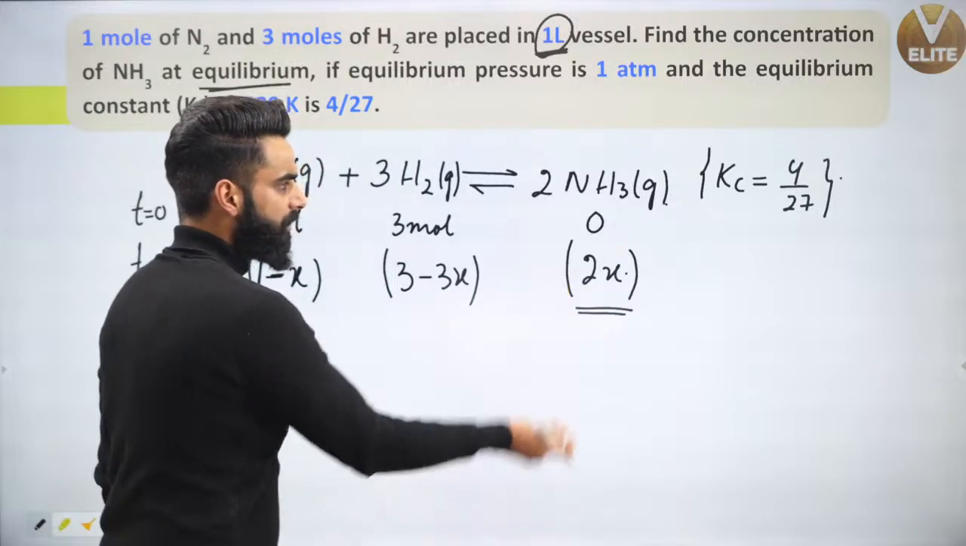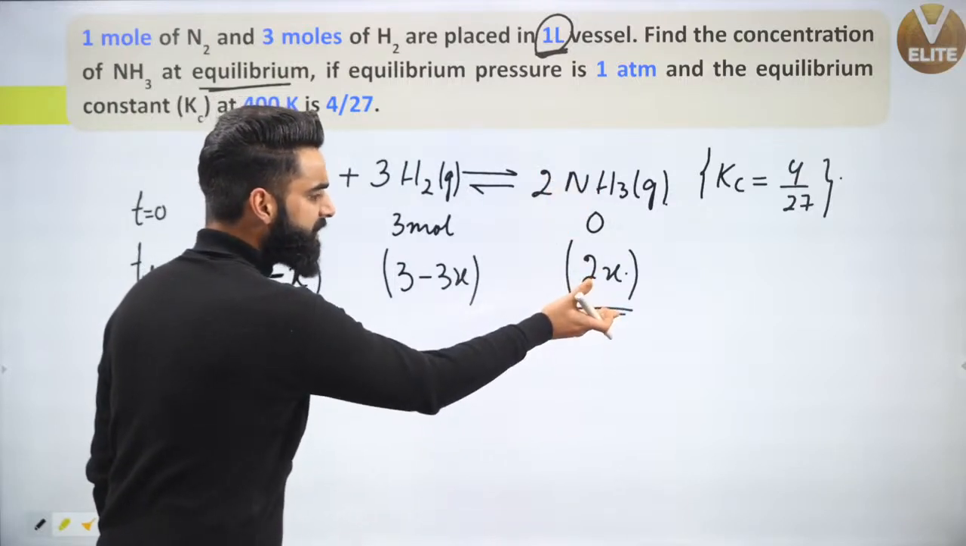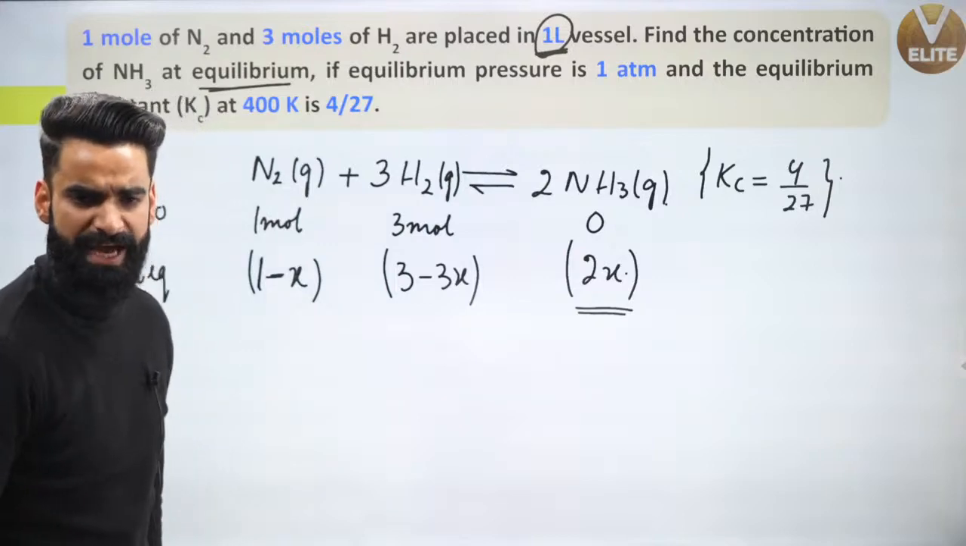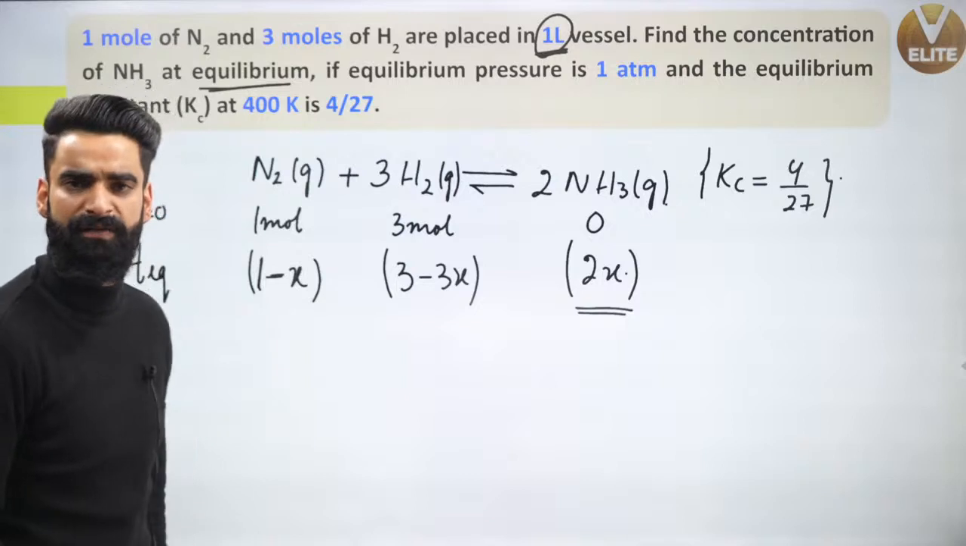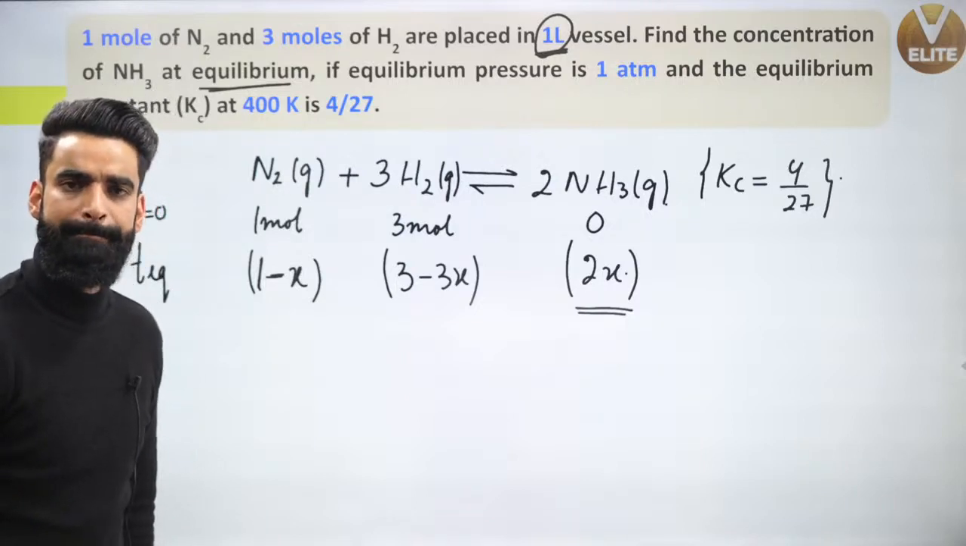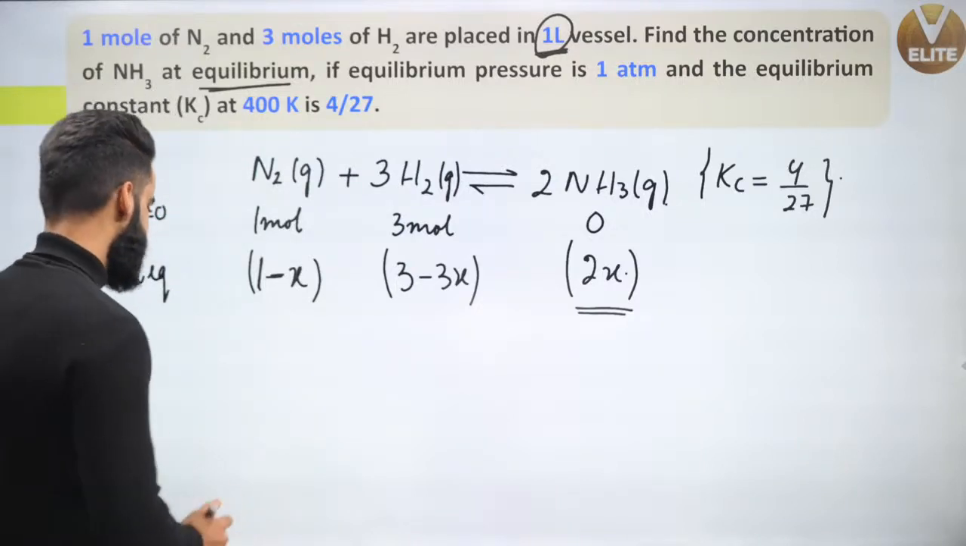So what am I going to do? The concentration of NH3 at equilibrium is 2x. So I'm supposed to calculate the value of 2x, and whatever the value of 2x is, that is going to give me the concentration of NH3 at equilibrium. Correct? Now guys, understand one more thing.